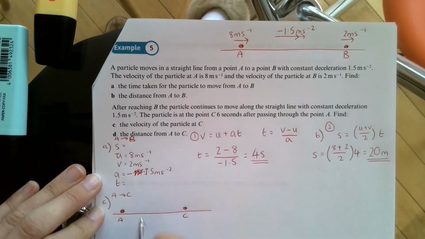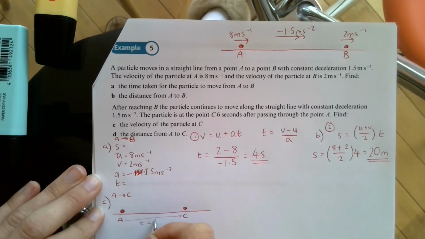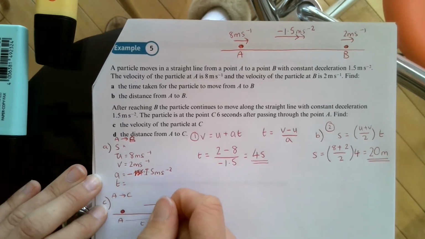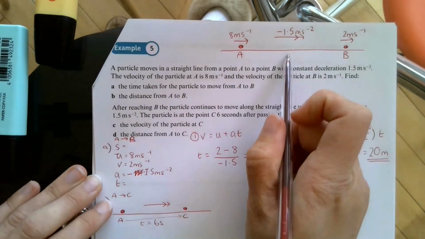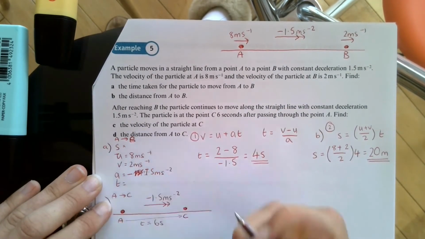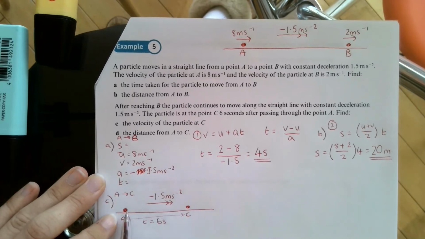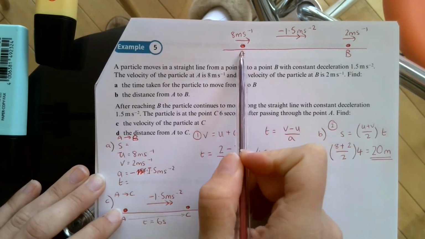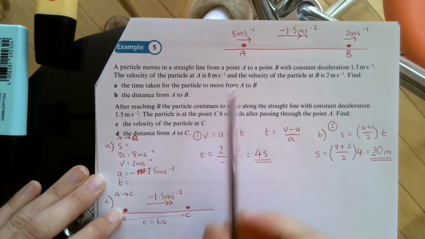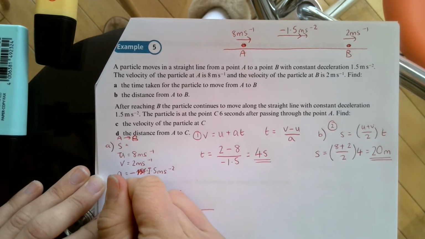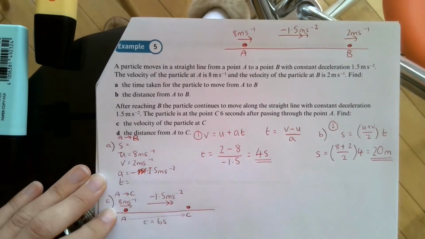And I know that the time it takes to get from A to C is equal to 6 seconds. I know that the acceleration is still negative 1.5 meters per second squared. And I actually know the initial velocity, because the initial velocity is still going to be 8 meters per second. That's what it started off as, and we're still thinking about when it was at A, that's what it was moving at. So the initial velocity is still 8 meters per second.